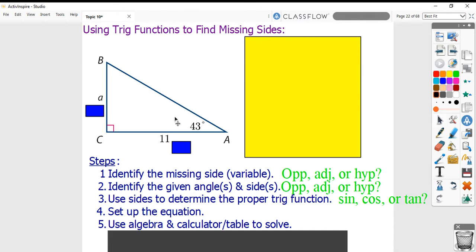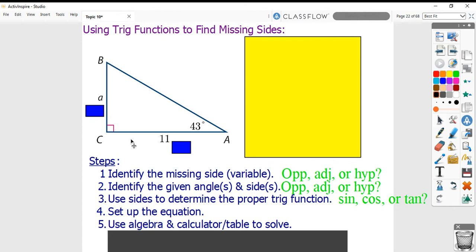All right, so this is our first example of it right here. And we can see that when we look at this problem, the missing part, this side that's labeled A right here, is the opposite side. The reason this is the opposite side and not the adjacent side is because this is the angle down here that we're dealing with. This 43-degree angle is the one that we're working with, and this side does not touch it. This side is not attached to the angle that we're talking about, so it's the opposite side.